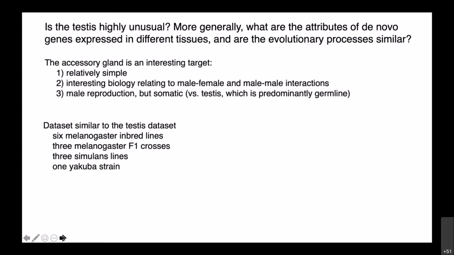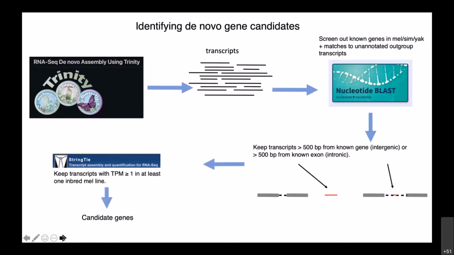Okay, so the data set that we use for this is very similar to the one that I just described to you, so I'm not going to go into it, but let me tell you a little bit about what we did to find these de novo genes. So what Julie did is she took a whole bunch of reads from the accessory gland and ejaculatory duct of the melanogaster inbred lines and did a large-scale de novo transcriptome assembly from these reads and came up with, as you would expect, a giant pile of transcripts.